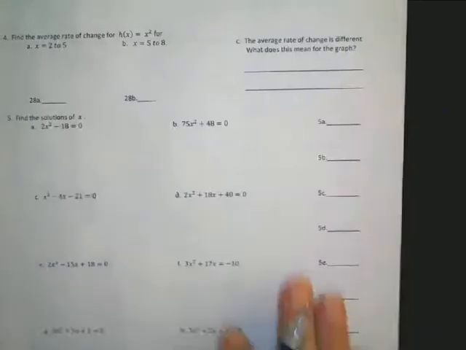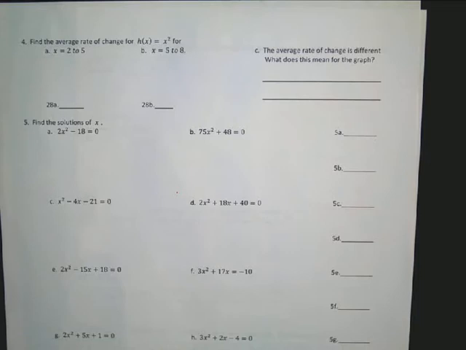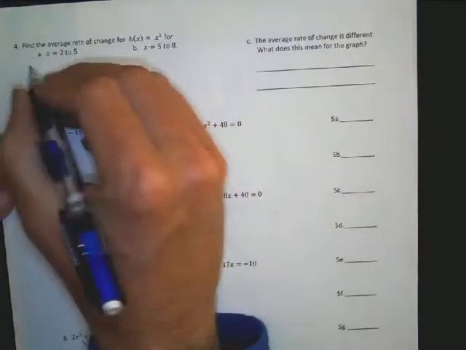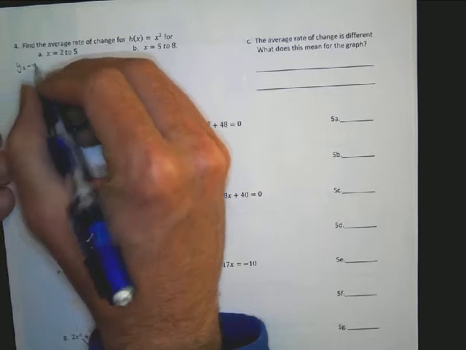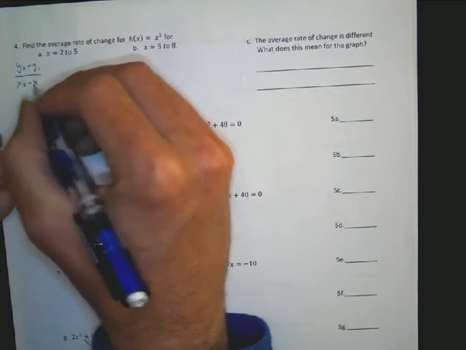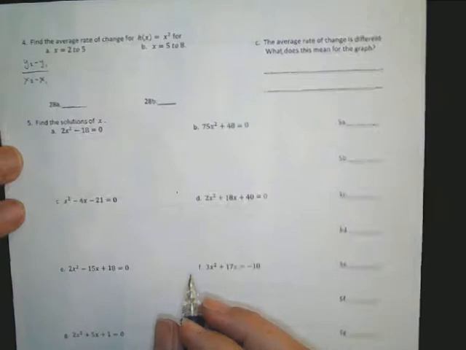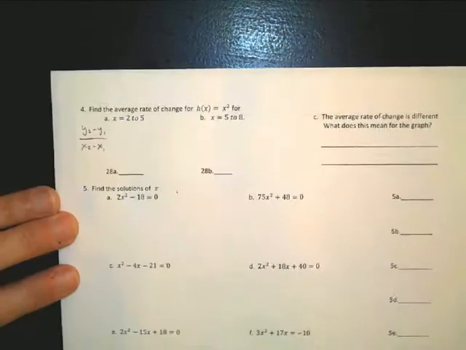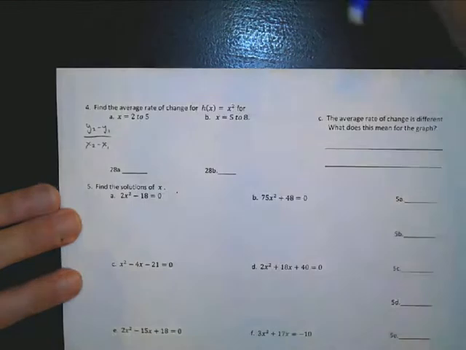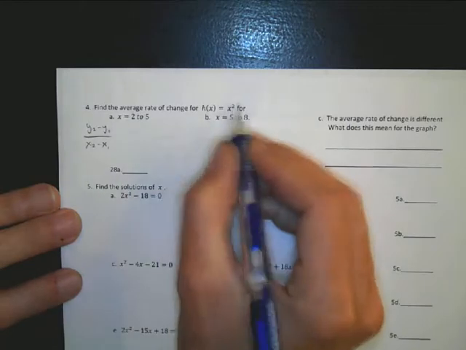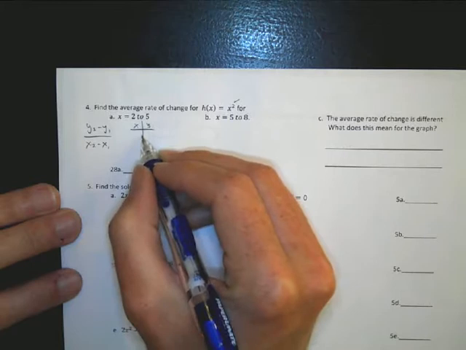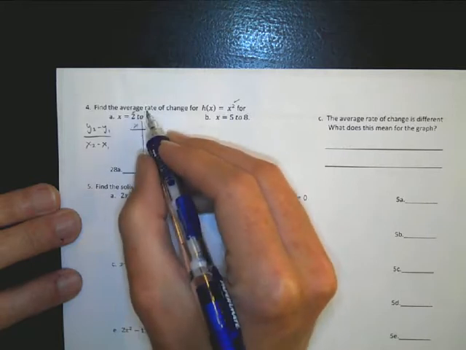On the next page, we get to average rate of change. Recall we said at the beginning, our formula for average rate of change is essentially y2 minus y1 over x2 minus x1. So what you're going to want to do on these problems, I'm going to zoom in a little bit, is use my equation to make an x and y chart.